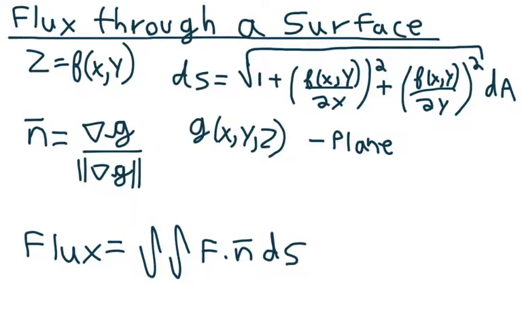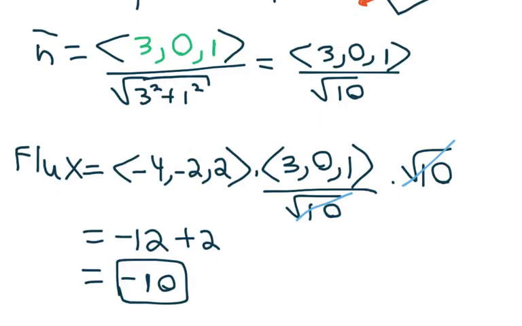So the first thing we want to do when we have flux is, again, calculate our dS, which is the square root of 1 plus ∂f/∂x squared plus ∂f/∂y squared, times dA. dA, again, is either dx dy, or in polar coordinates, it's r dr dθ. Our n is going to be the gradient of g over the magnitude of the gradient of g, g being expressed through the plane. And finally, our flux is going to be the double integral of F times n times dS. Let's look at an example to better understand.